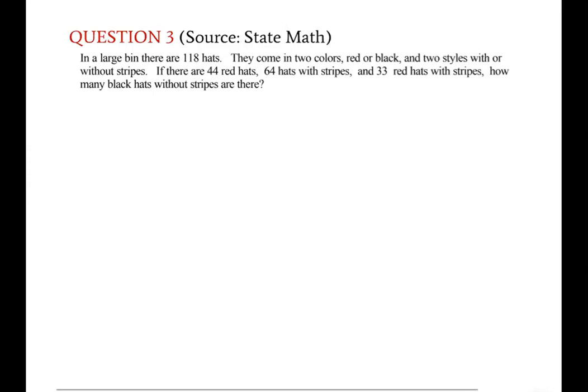Question 3. So first of all, we know that there are 118 total hats, and they come in 2 different colors, red or black, and also 2 different styles. So if there are 44 red hats, then there have to be 118 minus 44, which is 74 black hats.